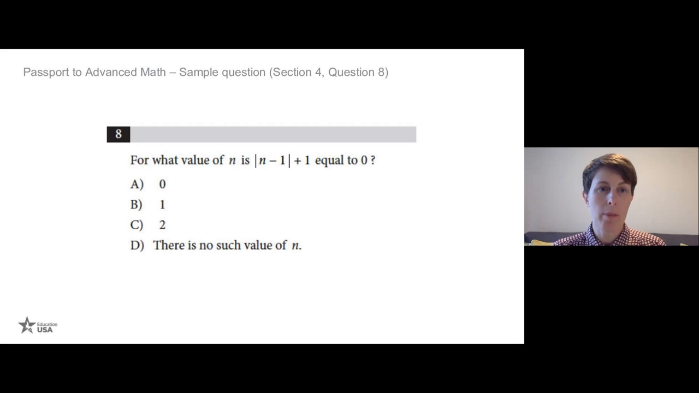Question number 8 is a good example of a passport to advanced math. Again, you're being asked to understand the definition of something. If you know what absolute value is, then this should be a pretty straightforward question. If you don't remember or haven't learned it yet, then this may be a more difficult question, okay? We'll go ahead and restart the poll for you so you can show what you got for this one.